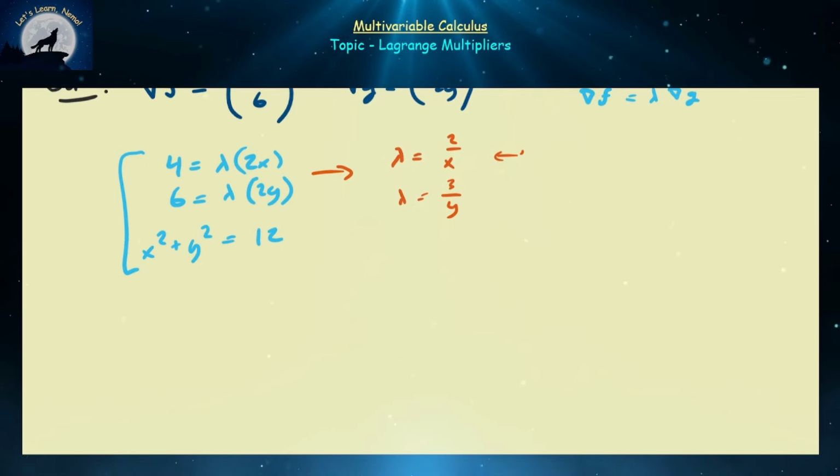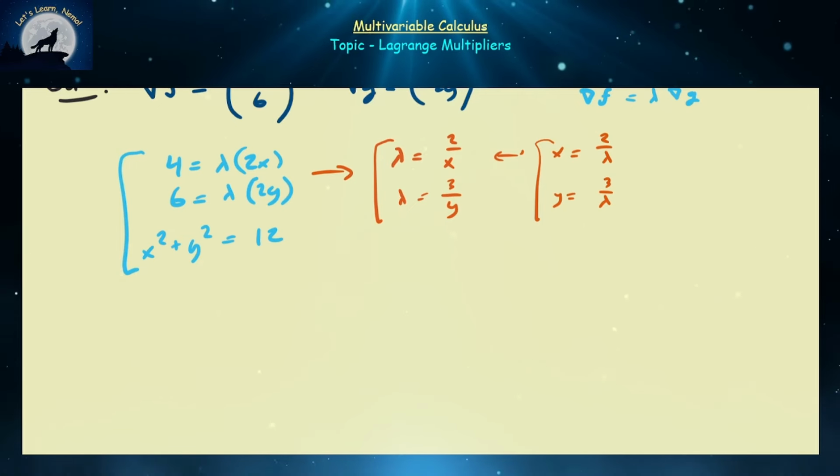And you could also represent that as x is equal to 2 over lambda, and y is equal to 3 over lambda. Depending on your strategies, it depends what you want to do. So if I solve this equation for x and y and substitute both into this last equation, then I should have an equation with only lambda in it. Then I can find lambda, and then I can find the x and y that are associated to it. So once I do that, what will I have?